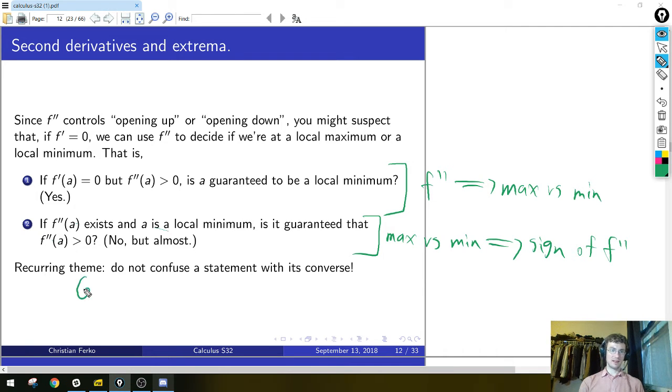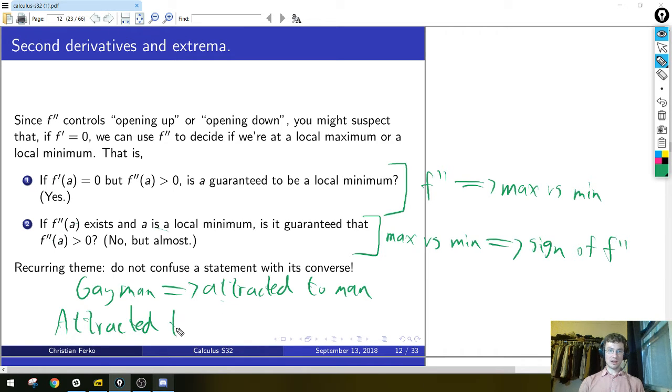I don't know, if you are a gay man, then you are attracted to men. But if you are attracted to men, it does not imply that you are a gay man, because you could also be an androphilic woman. So the converse statement is not actually true. Attracted to men. I don't know why I didn't pluralize that.